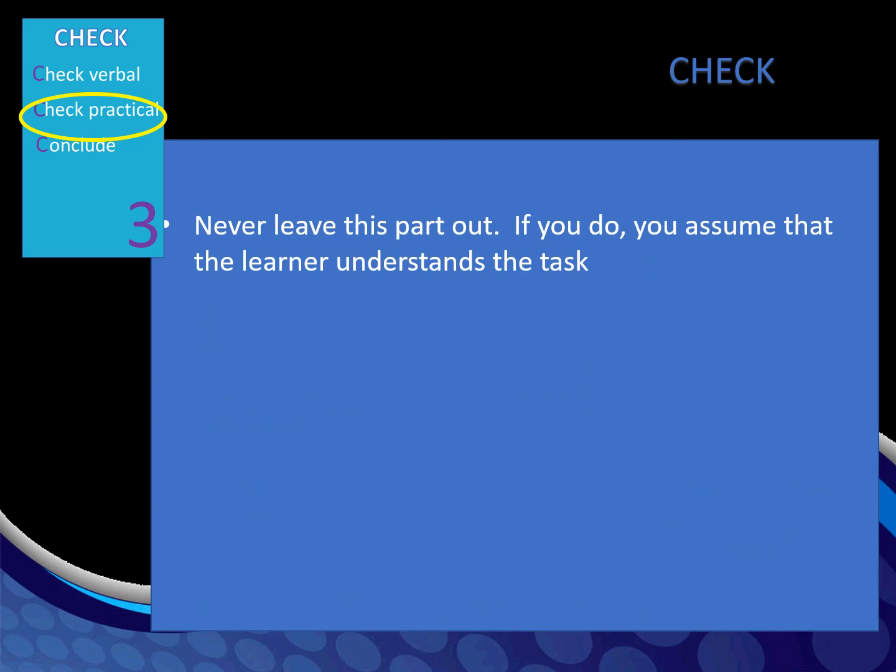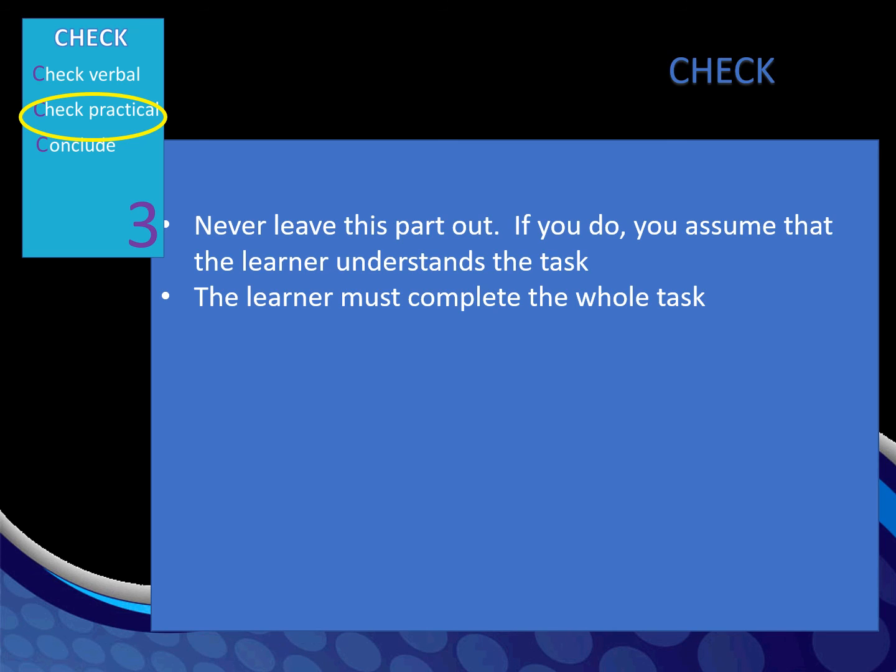Now, for the practical check. Never leave this part out. If you do, you assume that the learner understands the task. And here, you will get the learner to complete the whole task unaided.